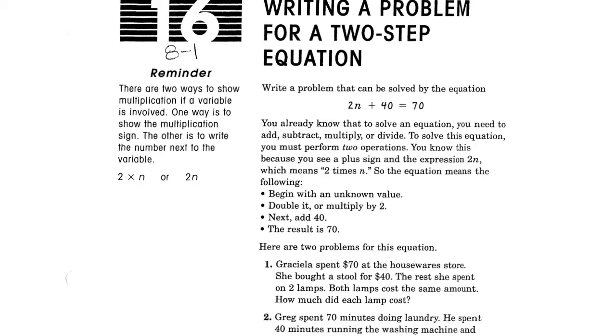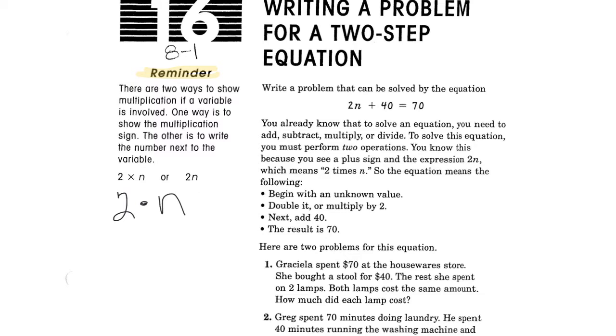All right, we have a reminder. There are two ways to show multiplication if a variable is involved. One way is to show a multiplication sign. The other way is to write it next to the variable. Now, I agree with that, but you could also use the dot.